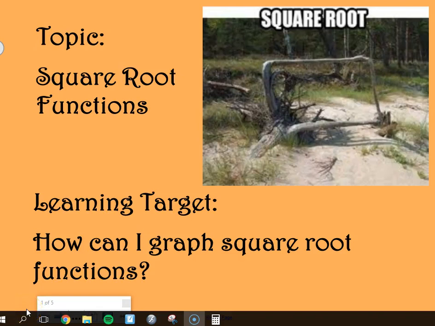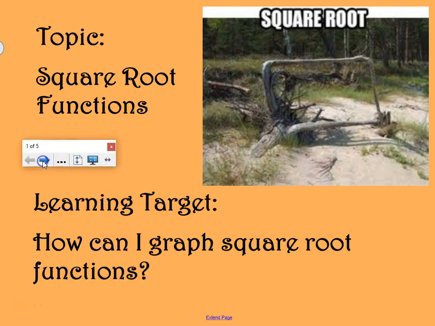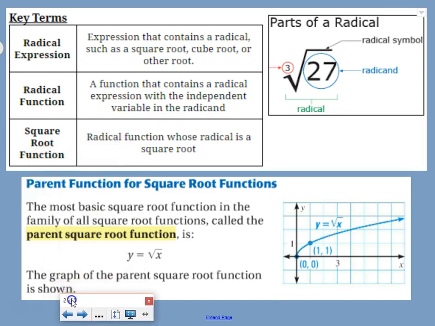Today our topic is square root functions. So learning target, how can I graph square root functions? Some vocabulary for us to start with.